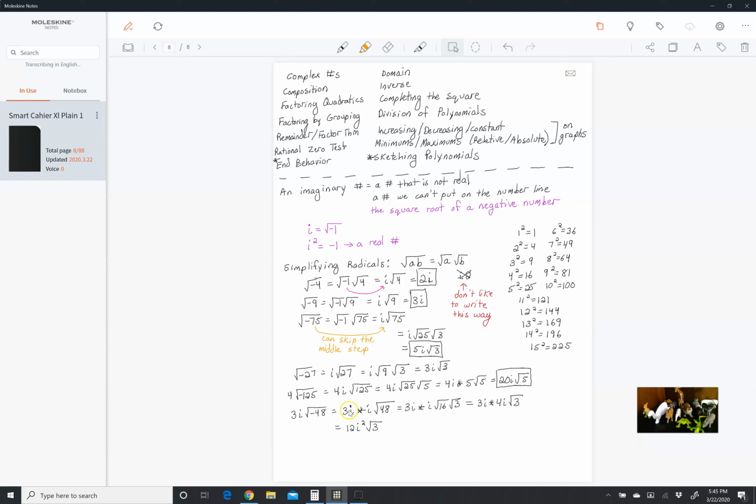Now I'm doing a lot of extra work here. You can skip some of these steps, okay? So you can go straight from 3i square root of negative 48 to this step here. I wouldn't skip 2 steps though. I would only skip 1 step. So that's kind of up to you which steps you skip. This is 12i squared root 3. And this is the case where I said, if you have an i squared, don't leave it as an i squared. We don't want something to look imaginary if it's really not imaginary. So this i squared is going to be replaced with a negative 1. So this becomes negative 12 square root of 3. And notice, this is now a real number.